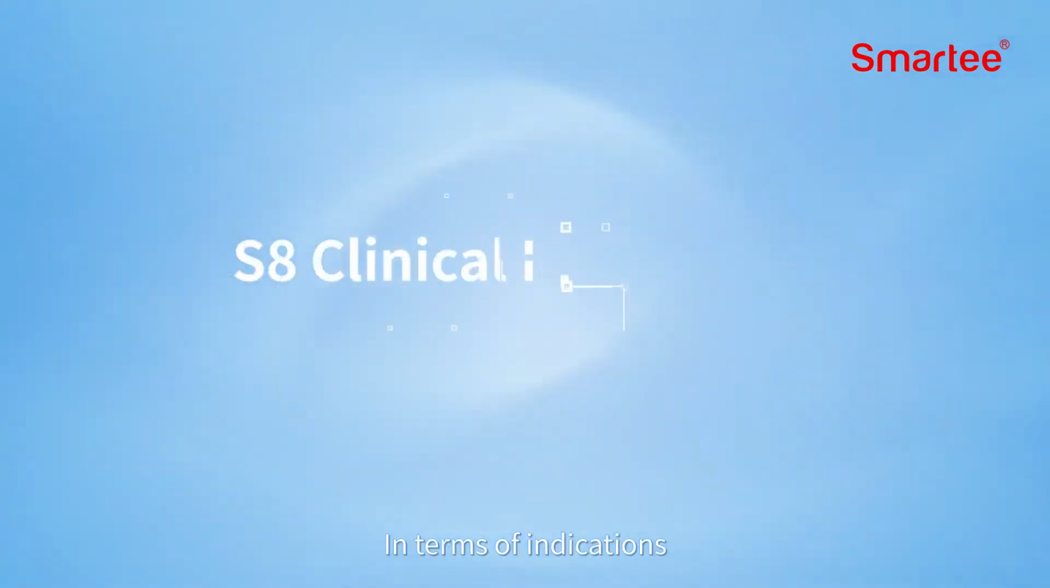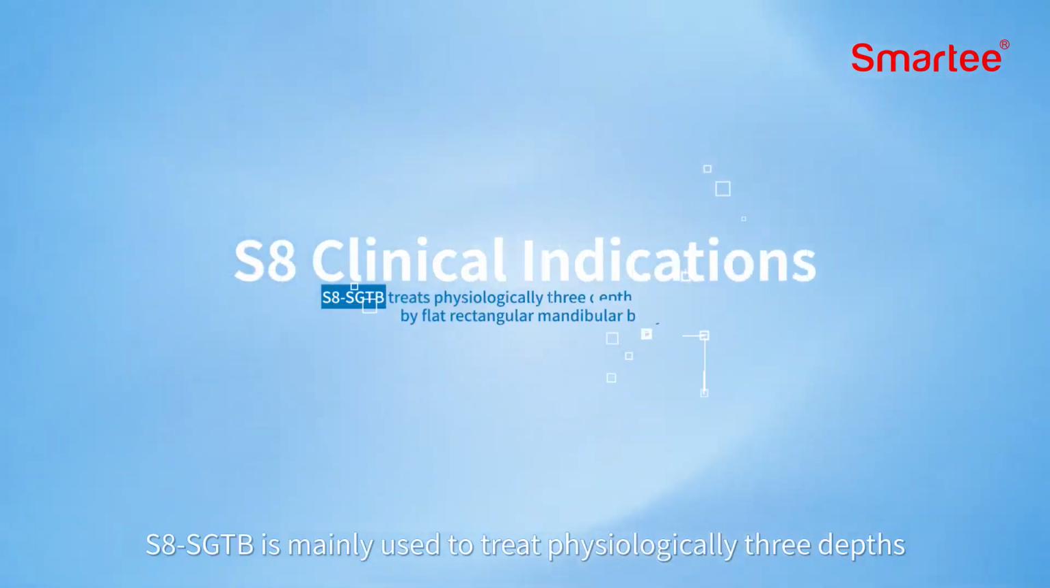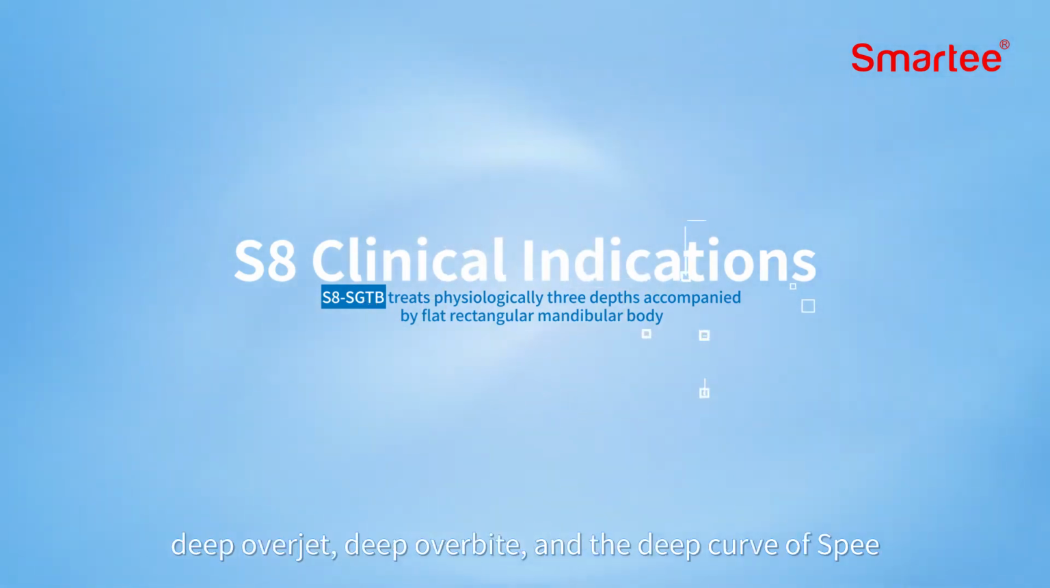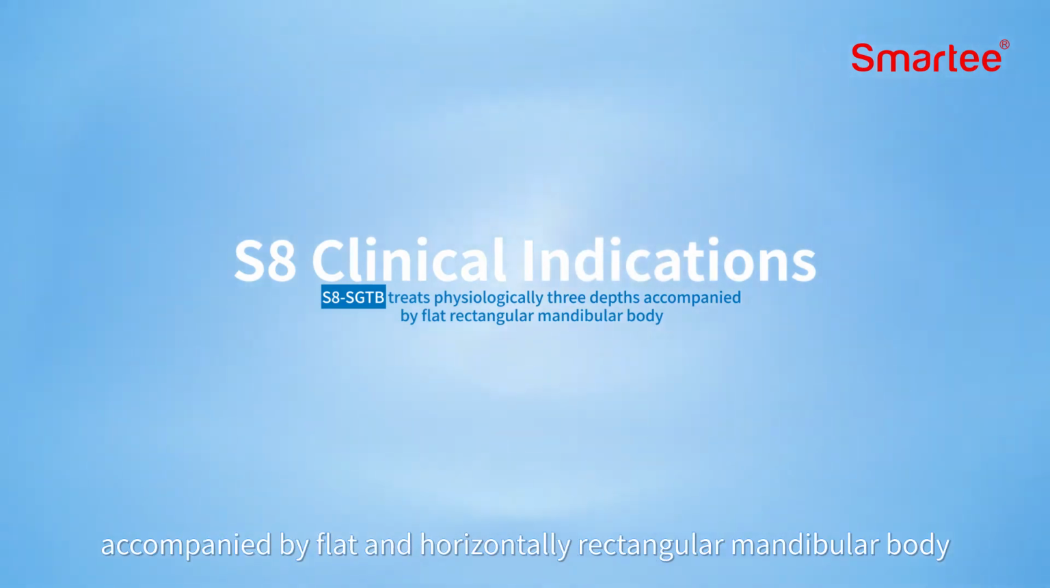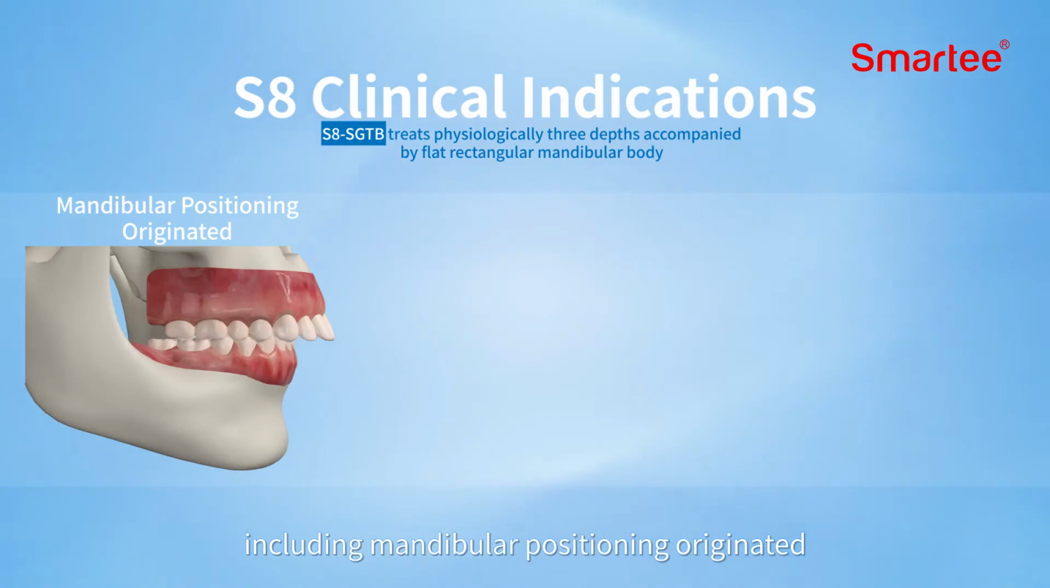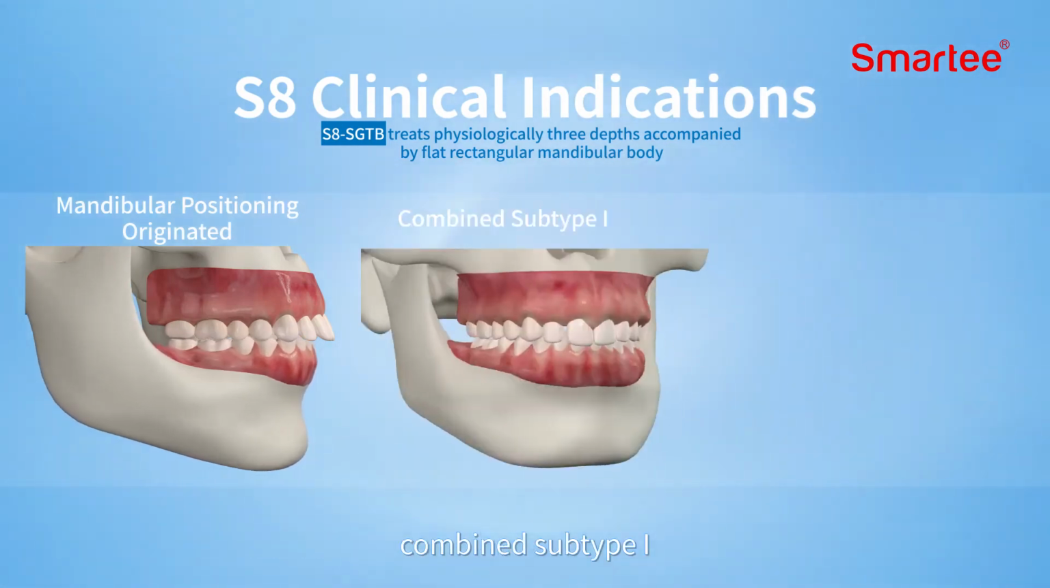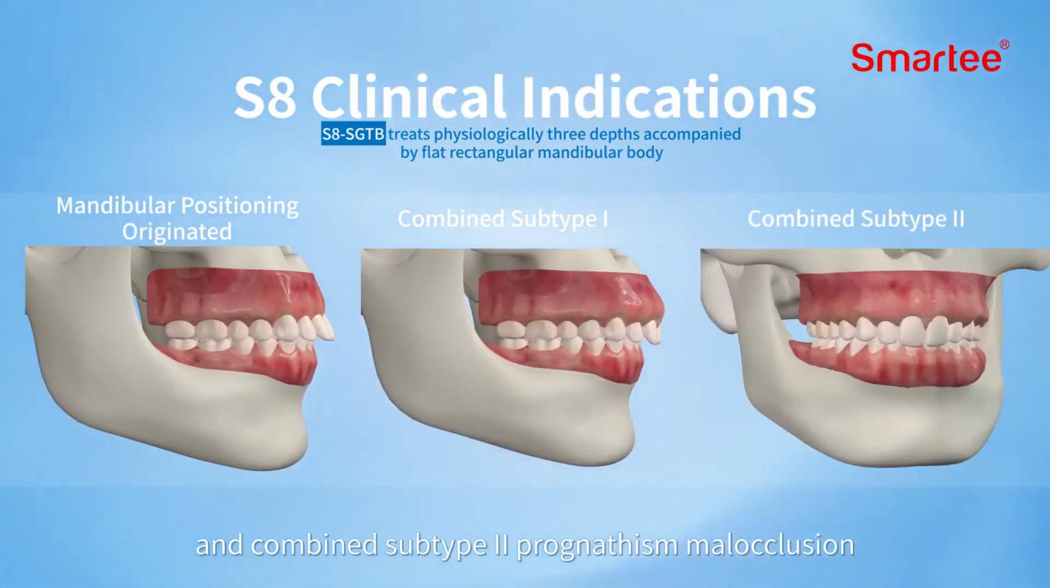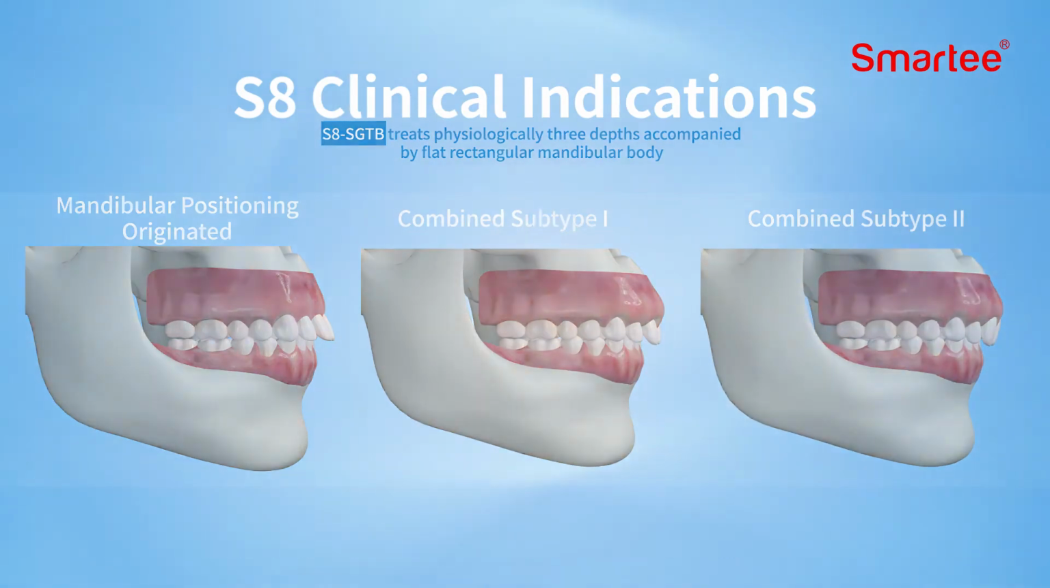In terms of indications, S8 SGTB is mainly used to treat physiologically three depths: deep overjet, deep overbite, and the deep curve of SPE, accompanied by a flat and horizontally rectangular mandibular body, including mandibular positioning originated combined subtype 1 and combined subtype 2 prognathism malocclusion.